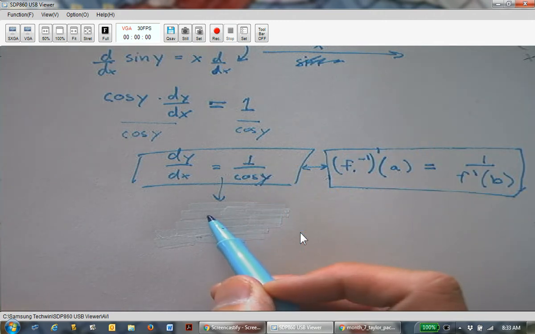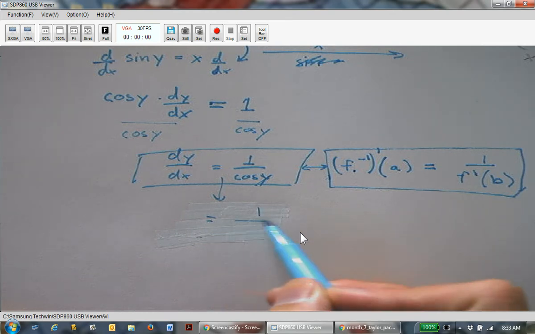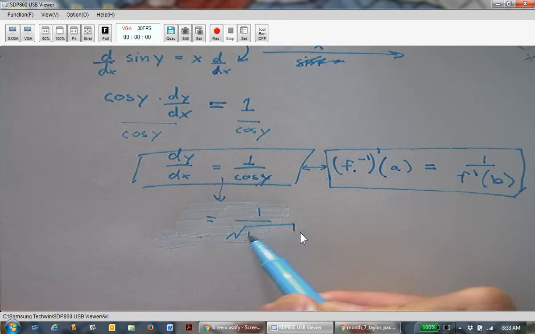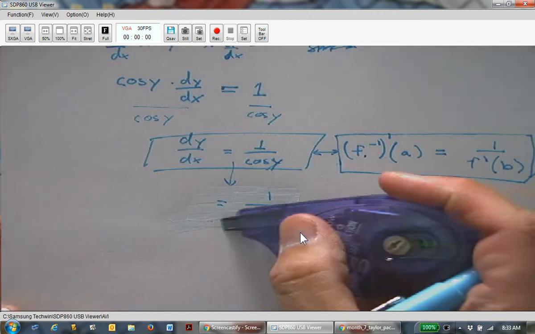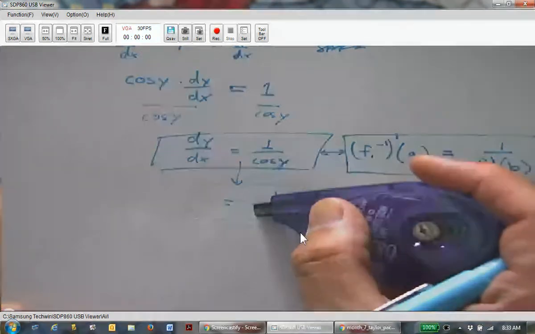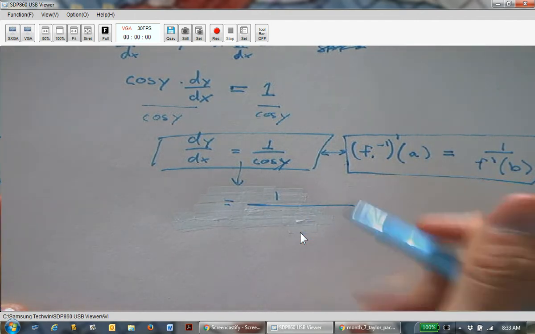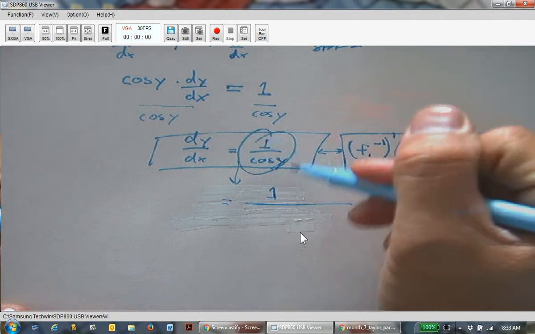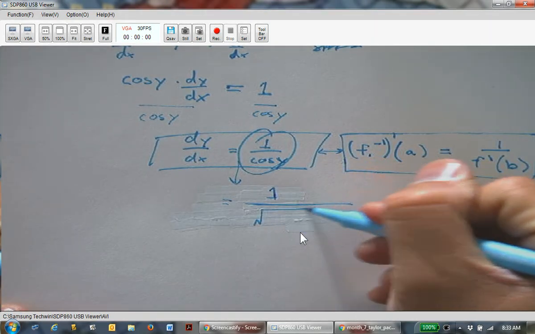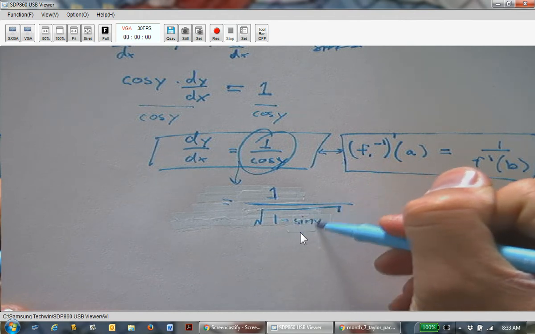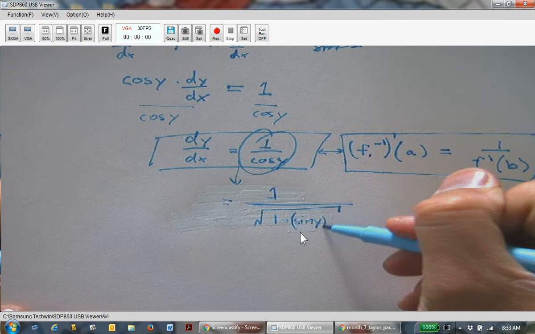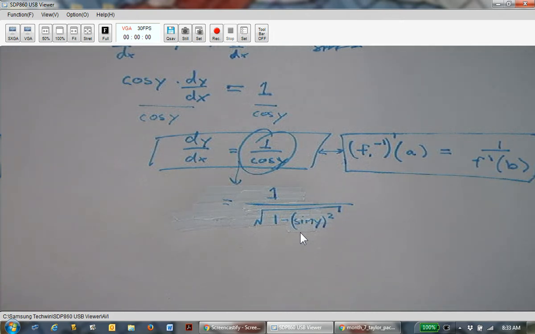What happens here is they replace this with 1 over the square root of 1 minus sine y squared. I'm going to write that a little bit bigger so it's a little bit more clear. Again, they rewrite this whole thing into this: 1 over the square root of 1 minus sine y squared. Does anybody know how on earth we got to that statement?